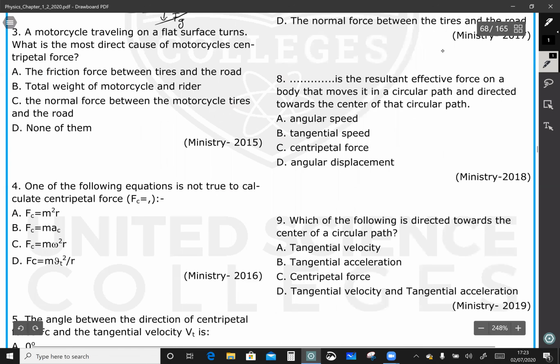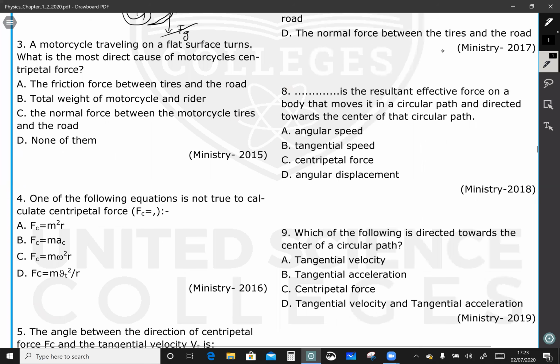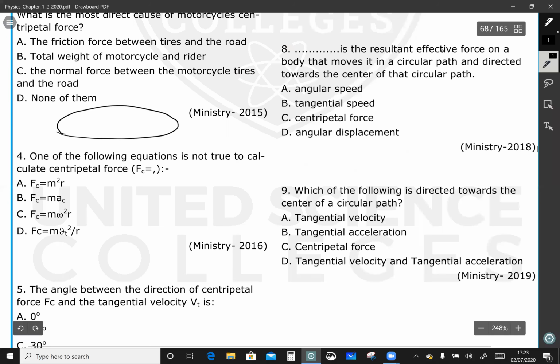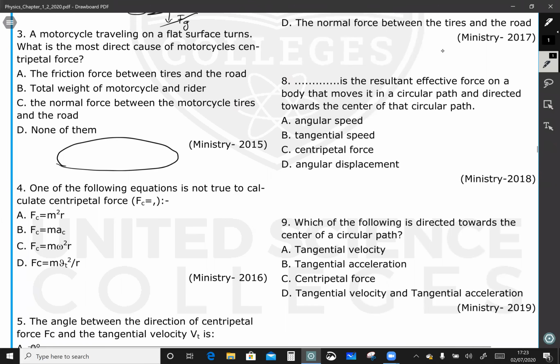And a motorcycle traveling on a flat surface turns. What is the most direct cause of the motorcycle's centripetal force? So it's also moving on a road, a flat surface. It is in fact the same as the first question. A car is moving on a flat surface, or a motorcycle is moving on a flat surface, or a bicycle is turning on a flat surface. So all have the same force diagram.